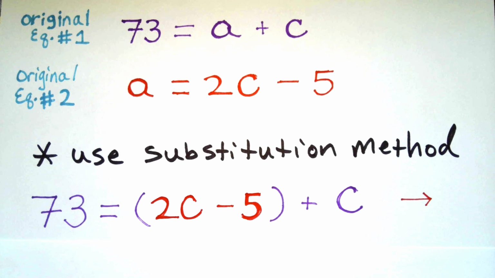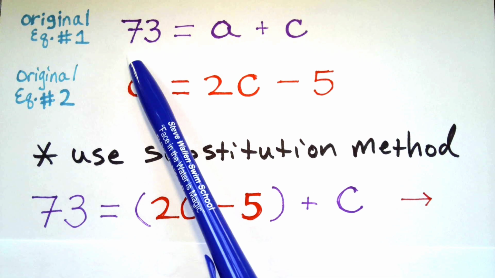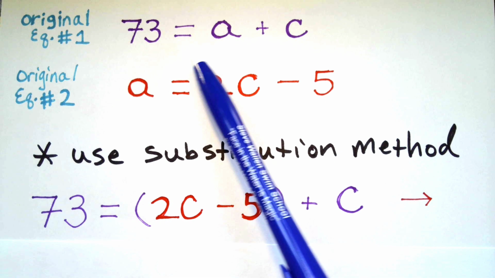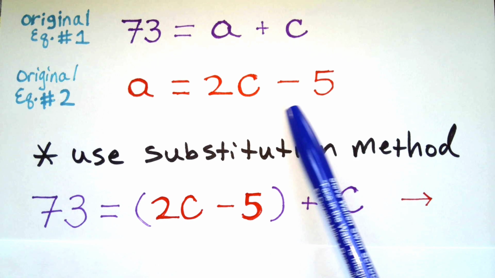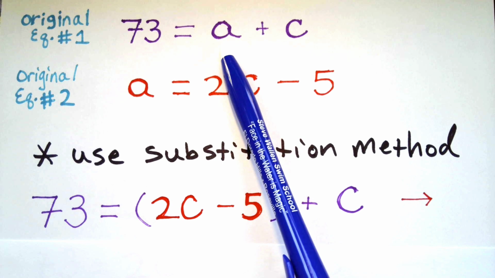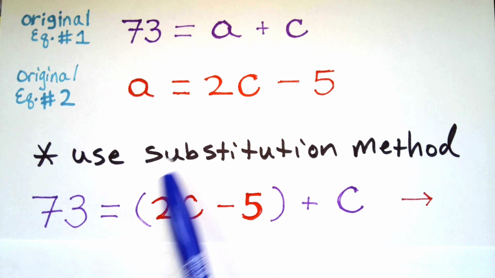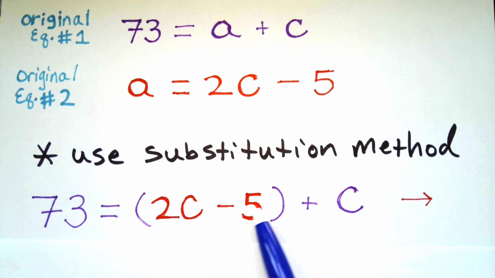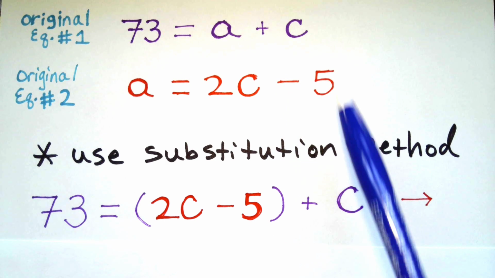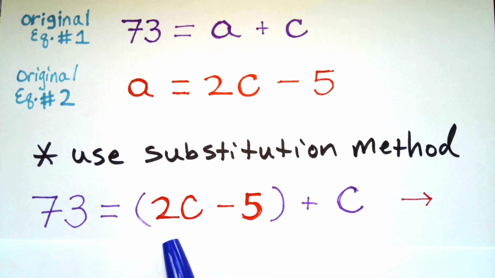Okay, so just like I said, I was going to take from original equation number 1, 73 equals A plus C, which is right down here, okay? Since A equals 2C plus a negative 5, I'm going to substitute that right there for A, and you can see that right here. 73 equals 2 times C plus a negative 5 plus C, right? So again, substitution value. Now what I'm going to do, I'm going to combine like terms. You can only add or subtract like terms. Let me show you what that looks like now.